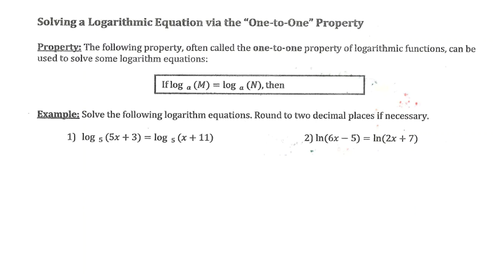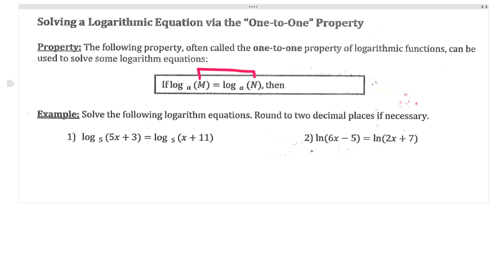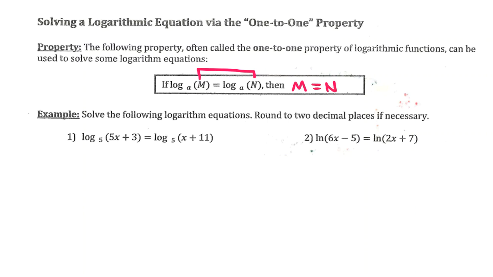The idea with this is that your log equation does have to be in a specific format. In particular, it has to be a log equal to a log, nothing in front of either log, and both logs must have the same base. If that's what you've got going for you in your equation, then you're allowed to set the arguments equal to each other. Here's the property. If log base a of m is equal to log base a of n, then by the one-to-one property, we can say that the argument m is equal to the argument n.